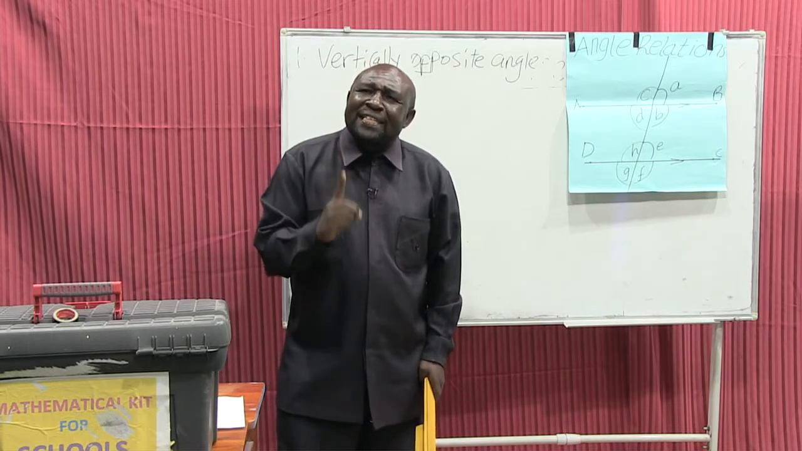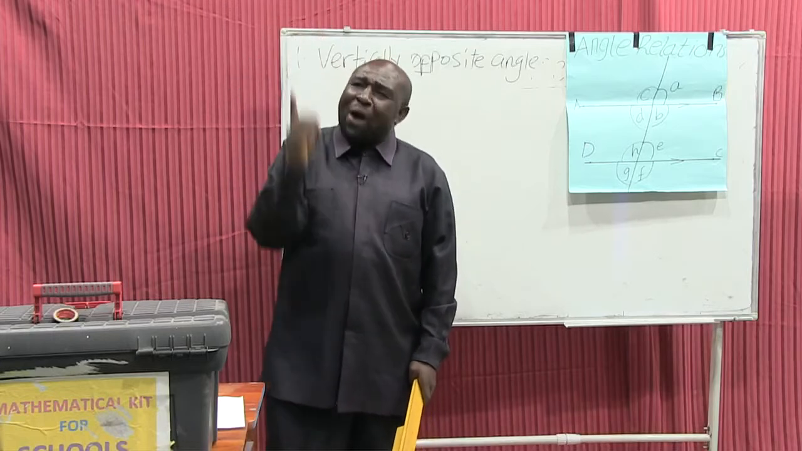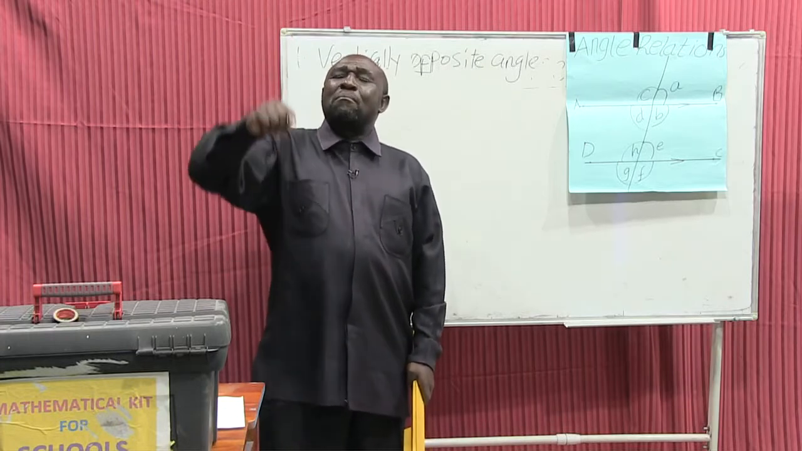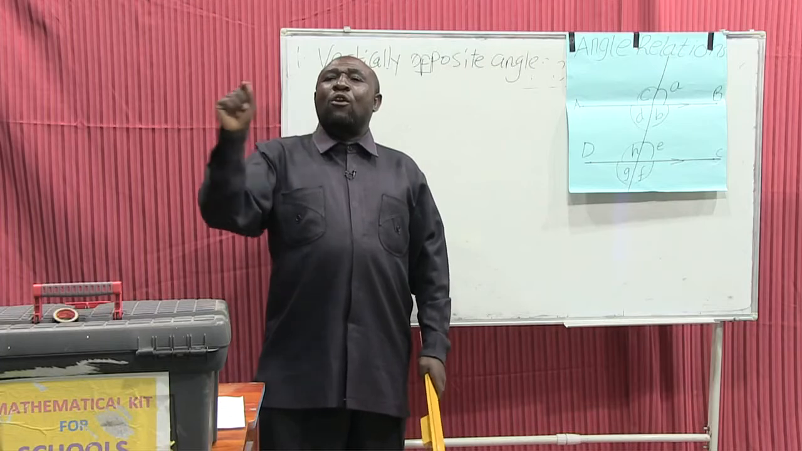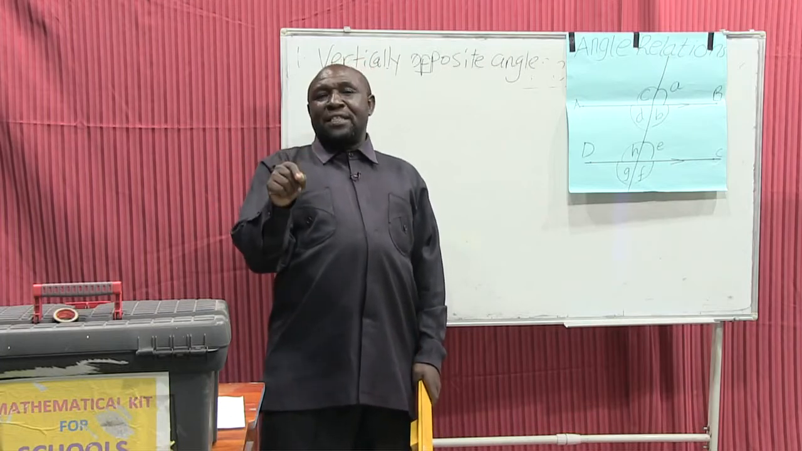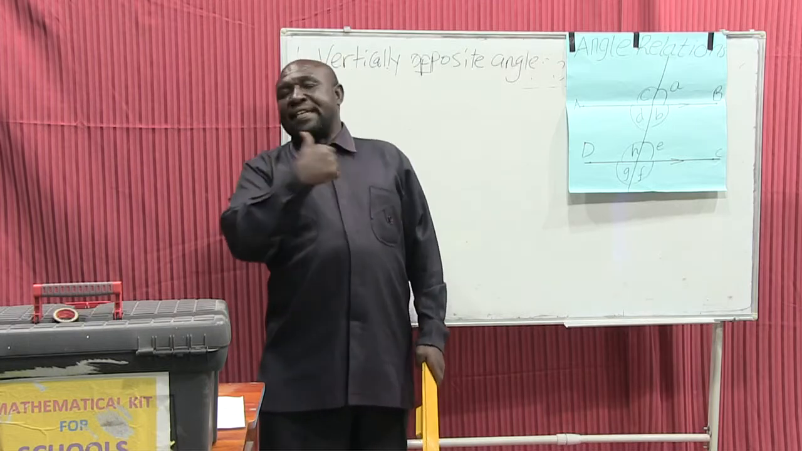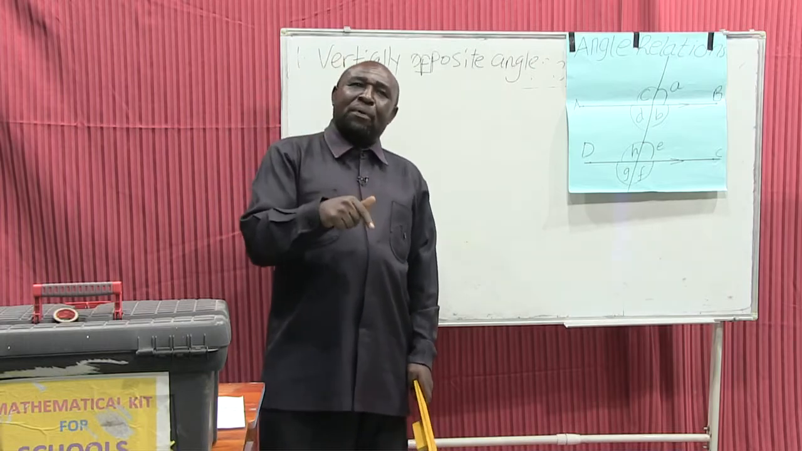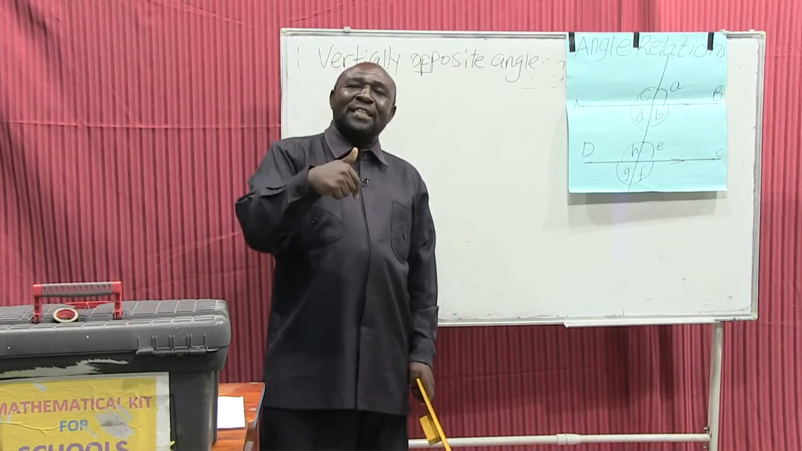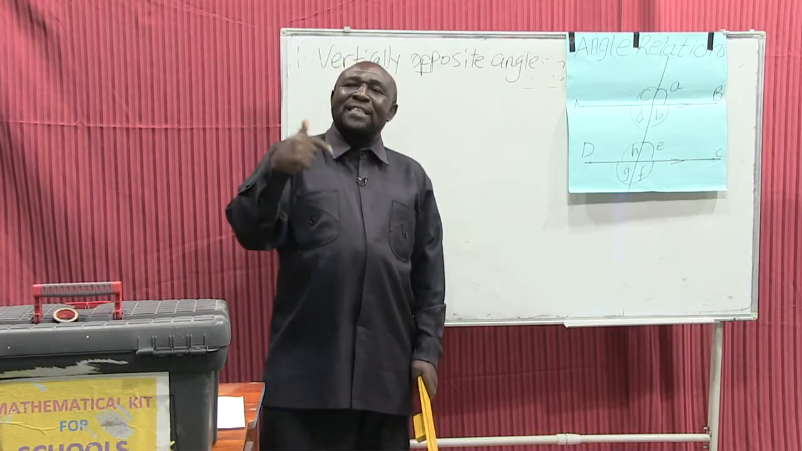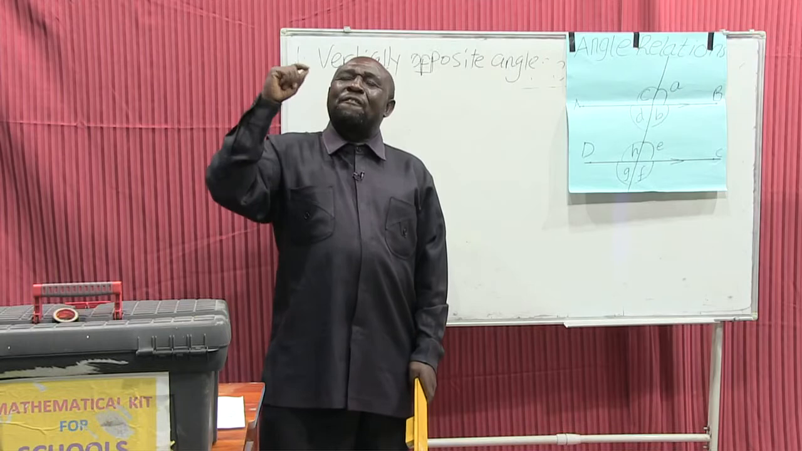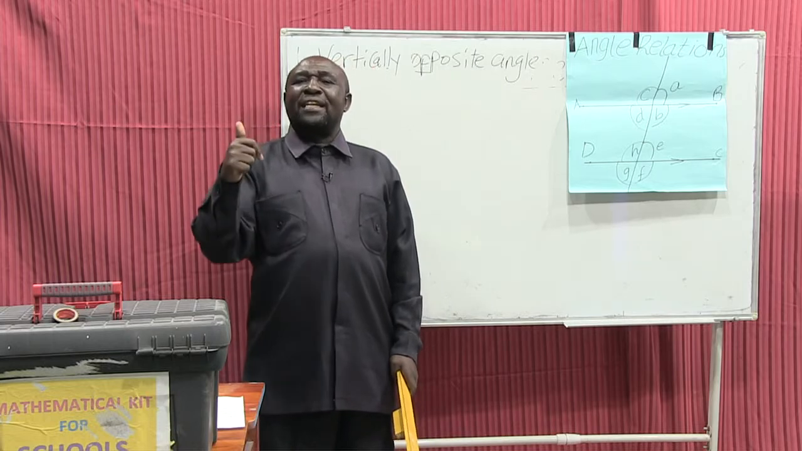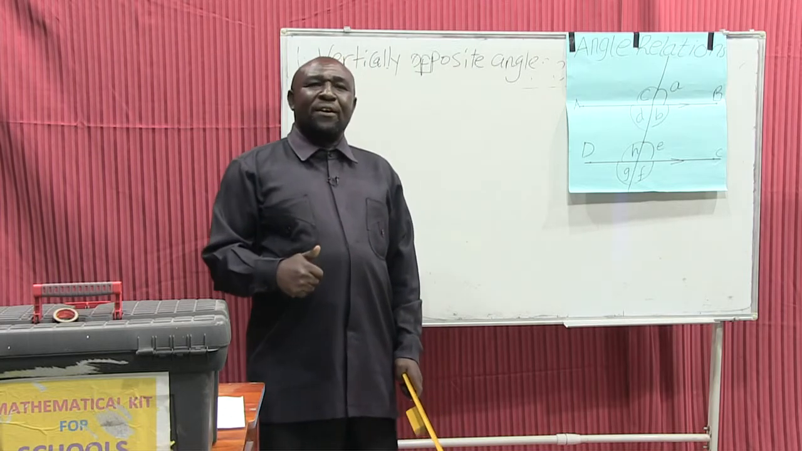Feature number 1, same point. They are located at the same point. Two angles are vertically opposite if they are found at the same point and are oppositely directed. Opposite direction, same point. I'm insisting on this because it's a very fundamental concept.